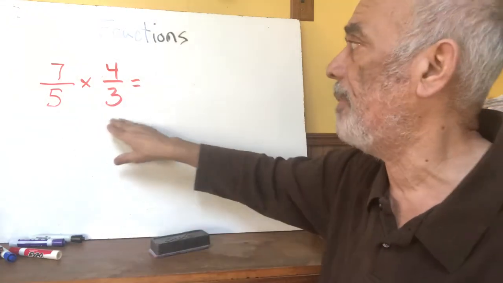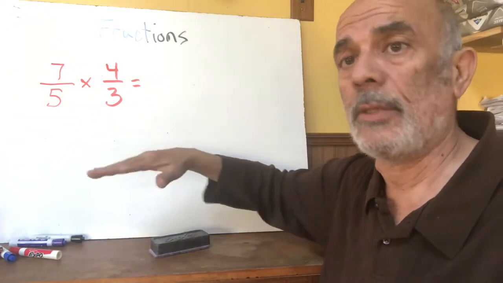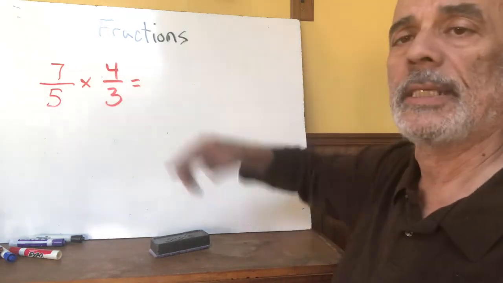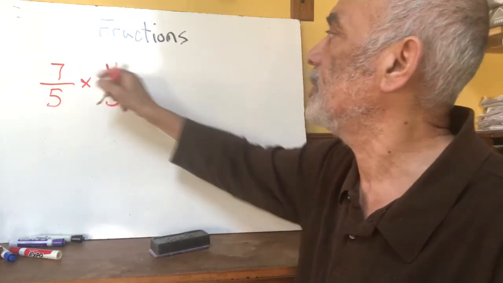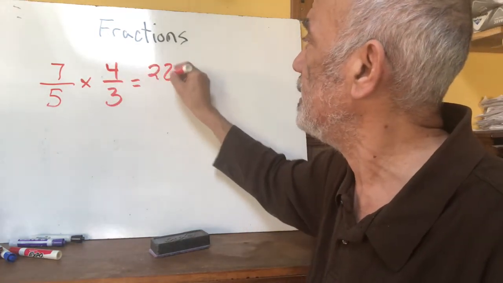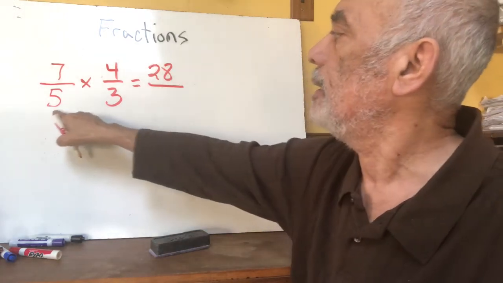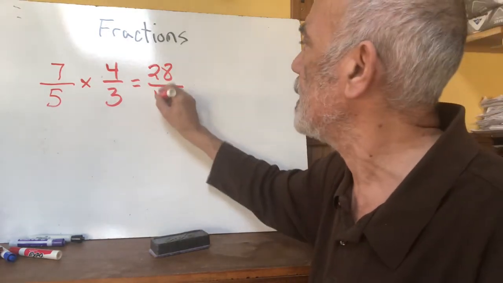You can multiply by a proper fraction also. It would still be the same. We're going to go across the top. 7 times 4 is 28, over 5 times 3, which is 15.